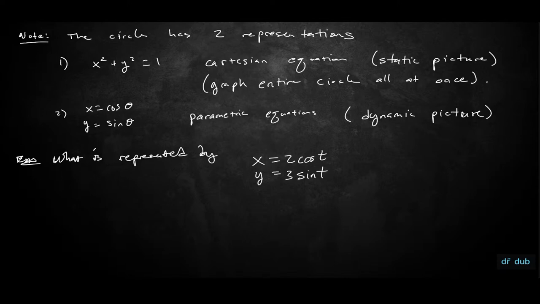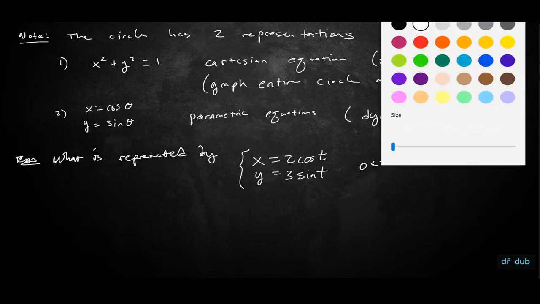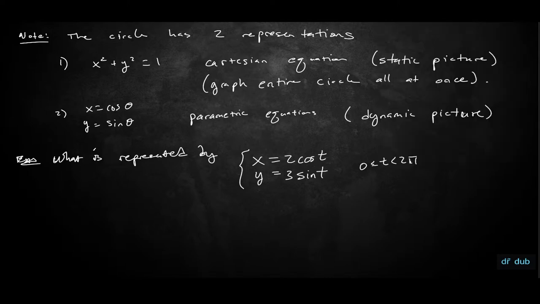Hopefully it'll stop. What is represented by these parametric equations? 0 ≤ t < 2π, x = 2 cos t, y = 3 sin t. So we have these parametric equations. What is represented by these parametric equations? Well, probably the best thing to do is somehow eliminate the parameter.